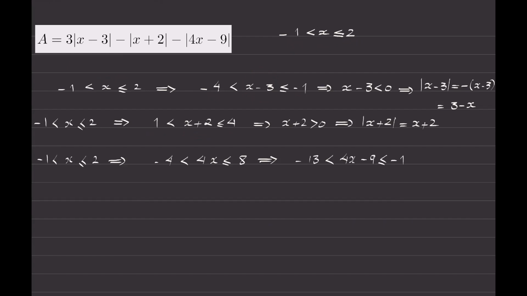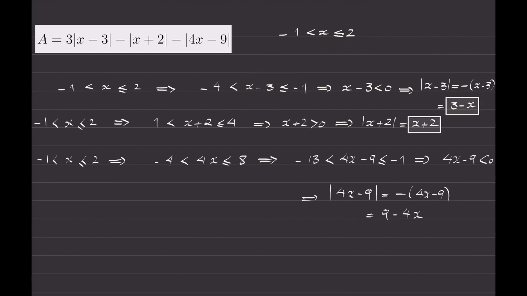So this means that under this condition, 4x minus 9 is definitely between minus 13 and minus 1. Therefore, 4x minus 9 is negative. Then it means that the absolute value of 4x minus 9 by definition is just minus that expression. And when I apply the minus sign, it becomes 9 minus 4x. Okay, so this is the first one, this is the second one, and this is finally the last one.